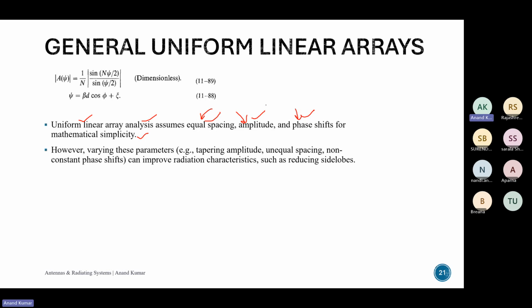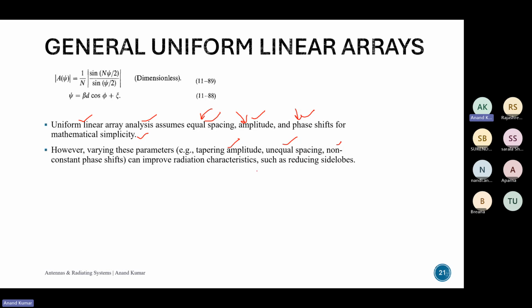However, these parameters that we have seen, tapering, amplitude, and unequal spacing, are also used in arrays, along with non-constant phase shift. For example, you don't have a constant phase shift. You just excite different elements in different phases.